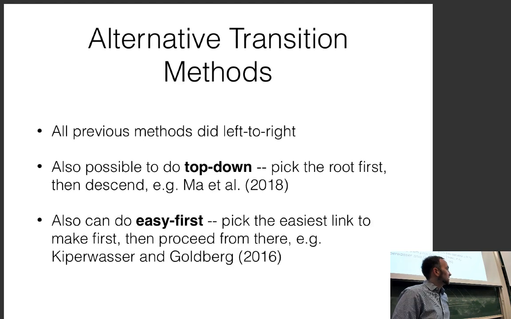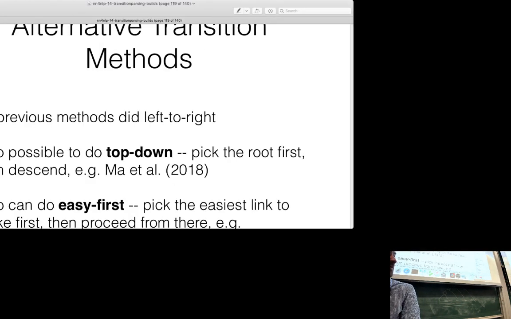Another interesting approach is easy first. This picks the easiest link to make first, so the link that we have the most confidence about, and proceeds from there. There's an example of this in Neuroland by Kiperwasser and Goldberg, where they basically do this for dependency parsing. There are also some interesting papers by Andre Martins.